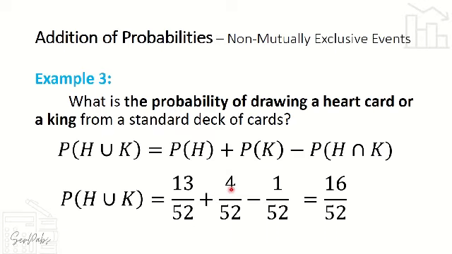And then, 13 plus 4 minus 1. So, that will be equal to 13 plus 4, 17, minus 1 is 16. So, we have 16 over 52. And then, lowest term. So, both numbers will be divided by 4 as a common factor, greatest common factor. 16 divided by 4 is 4. 52 divided by 4 is 13. So therefore, the probability of drawing a heart card or a king card from a standard deck of cards is 4/13.